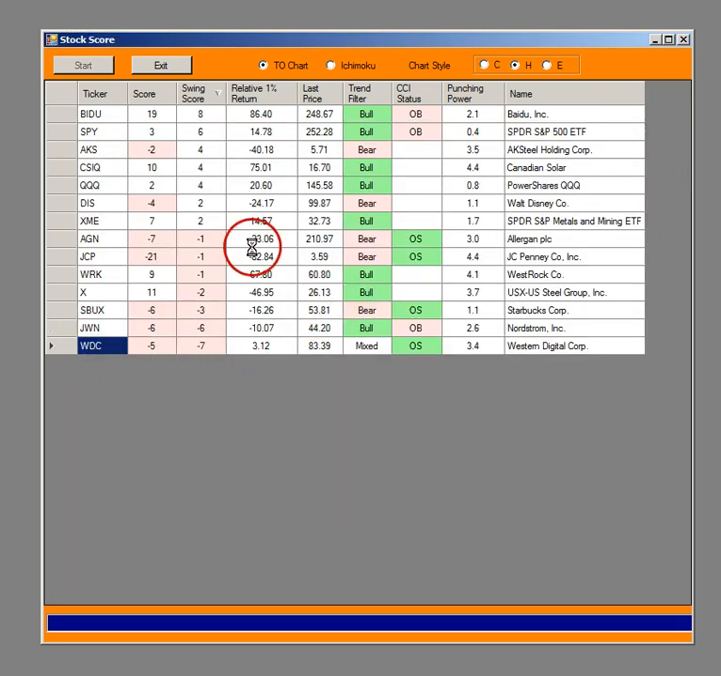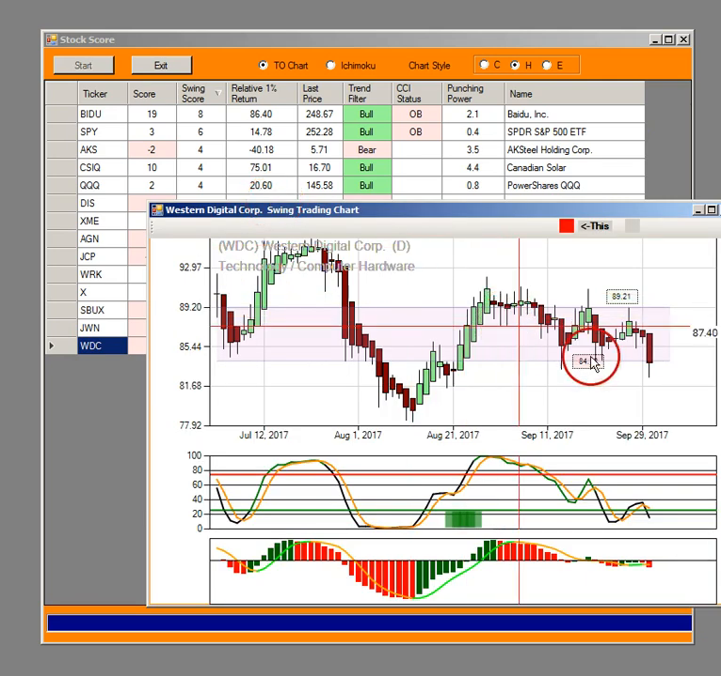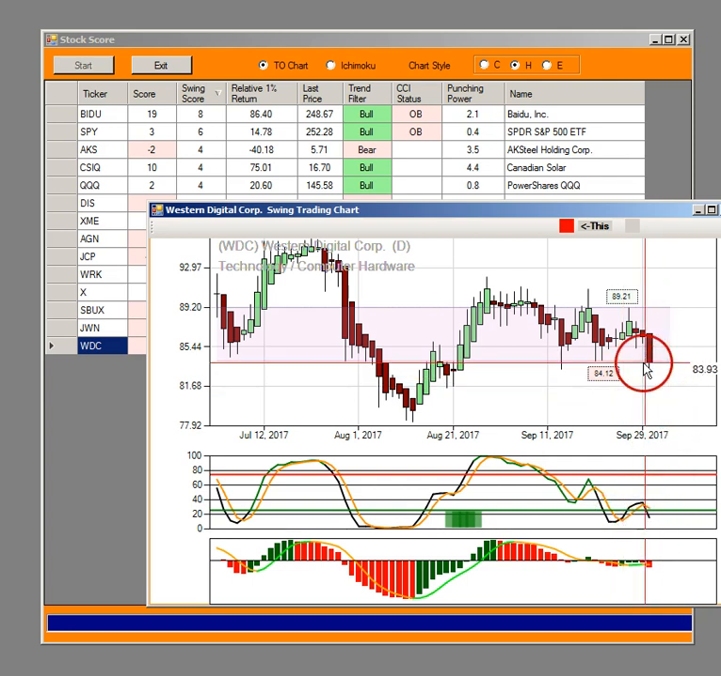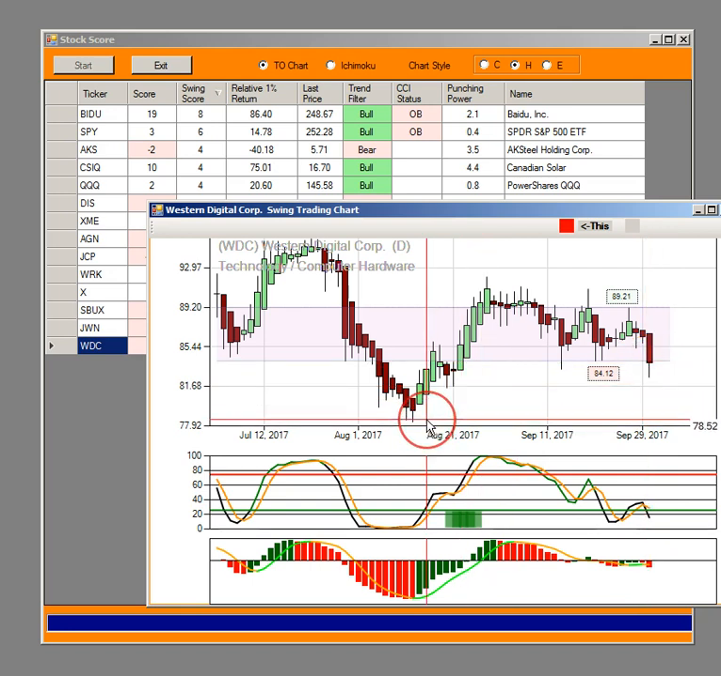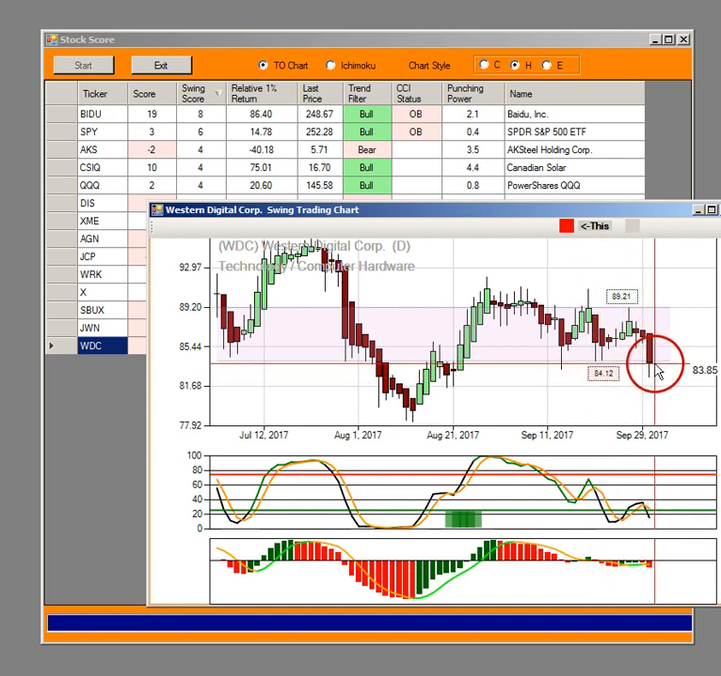And the last one on the list is WDC, Western Digital. Western Digital broke through the bottom of the fractal range. We have the oscillator already below zero, and the stochastic RSI is already in the oversold zone. So with support area 78.52 still 4 points below, we would be looking to take a long position or add to our long position below 84.12 tomorrow from the open.